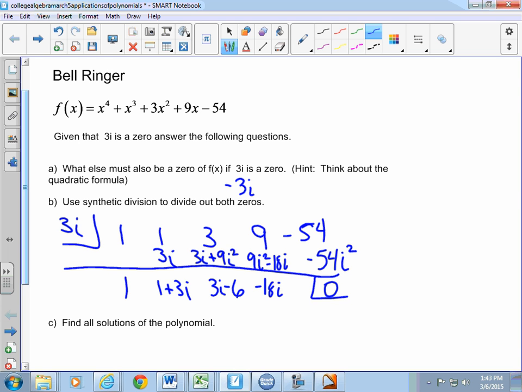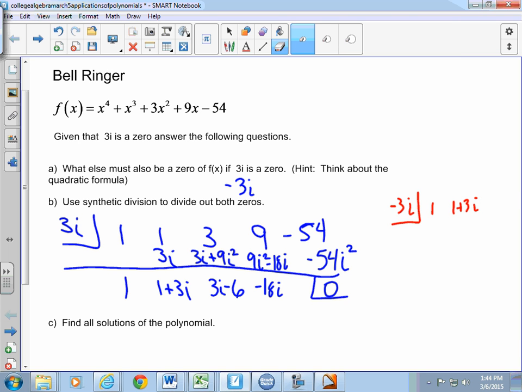Okay, so that was fun. Now I'm going to take those coefficients and divide out negative 3i. That's not going to fit. Right, it would be right here.